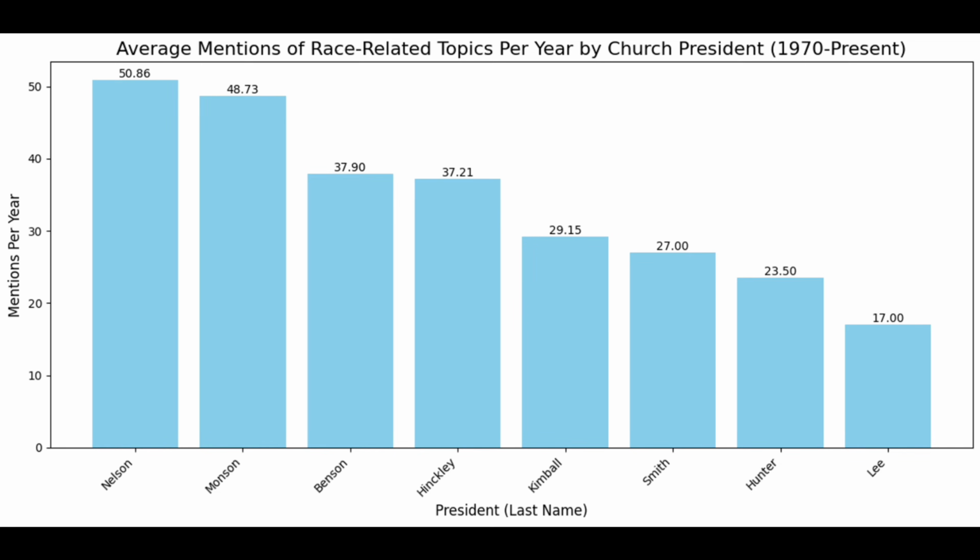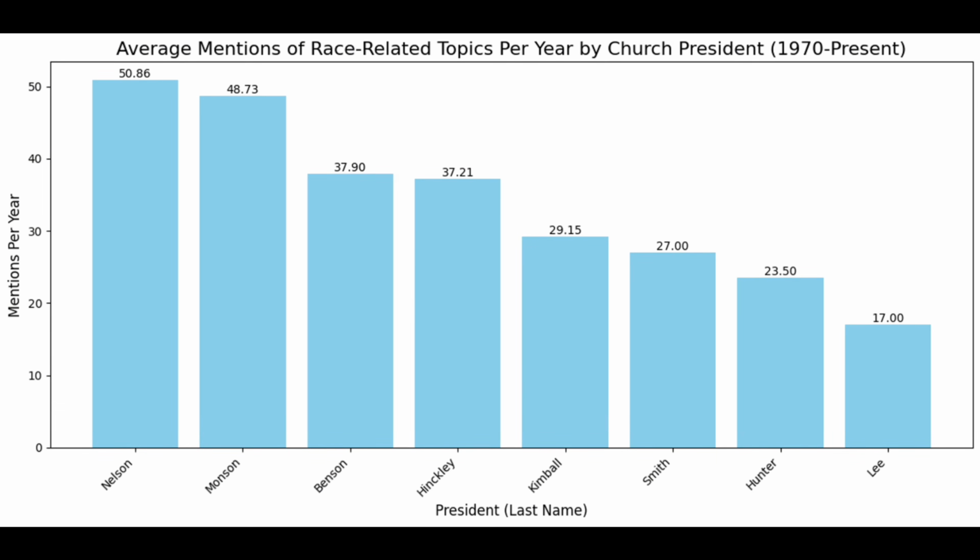So what we did here was take all of the mentions of race-related topics per year, and then we put those underneath the president that was currently serving at the time of the talk. Again, this data is not just the mentions of the church presidents, but it's of all the general conference talks during their presidency. This is to hopefully show a better trend of what the church was teaching at large, rather than just one or two specific speakers.